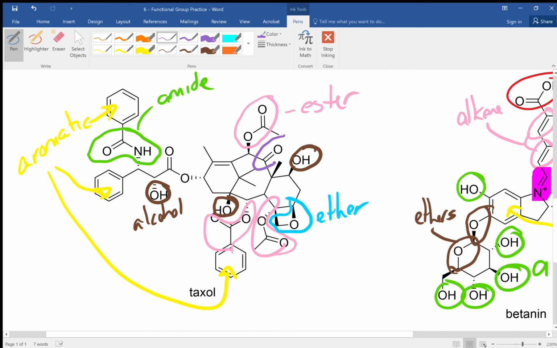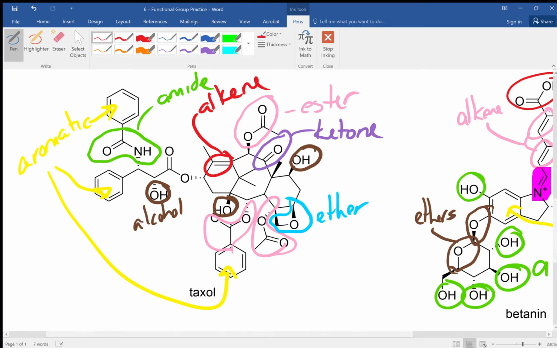Right here in the middle is a carbonyl that's bonded to 2 carbons, which is a ketone. And finally, we have a carbon-carbon double bond here, or an alkene. So a lot of functional groups in this molecule, but it's really just a process of going through one by one and finding what's there.